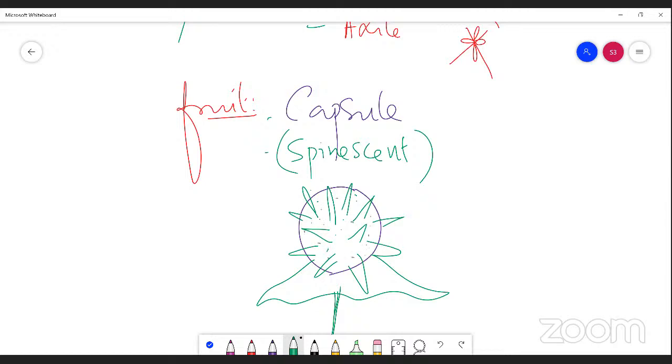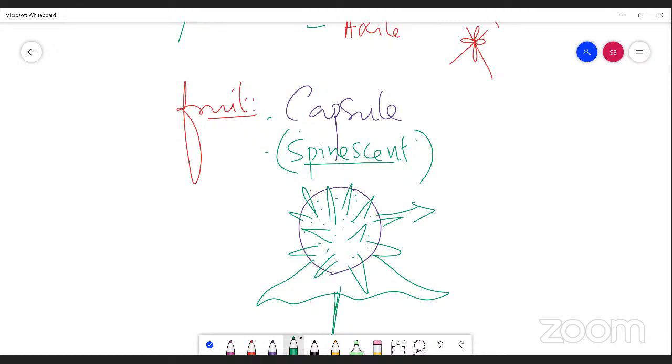Spinescent fruit. Spinescent, along with odor. Odor is also from the spinescent capsule. Could you tell me the characteristic features of fruit in Datura metel? What is the nature of this fruit? Capsule, but it shows spinescent growth on the surface of the fruit.